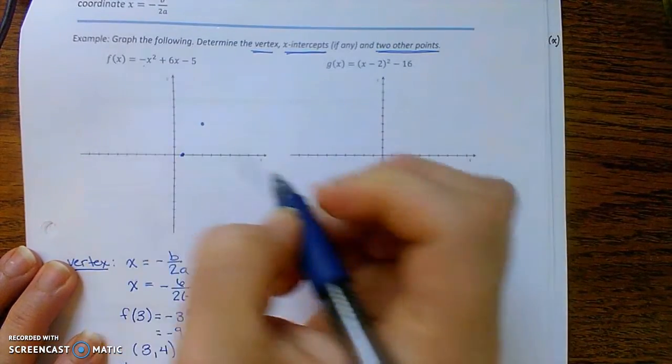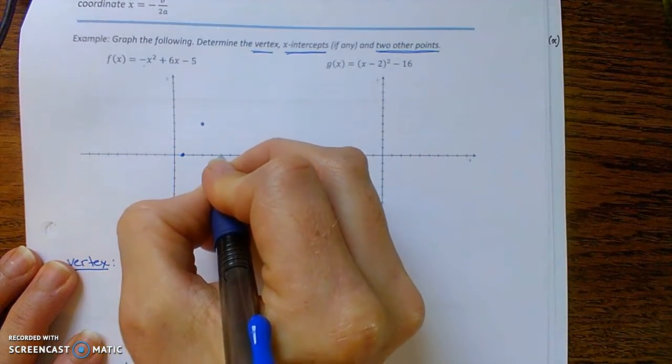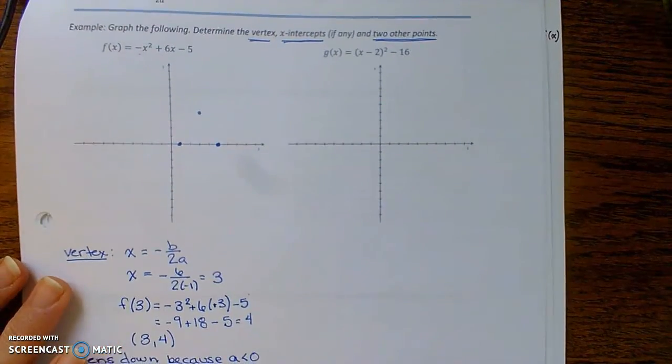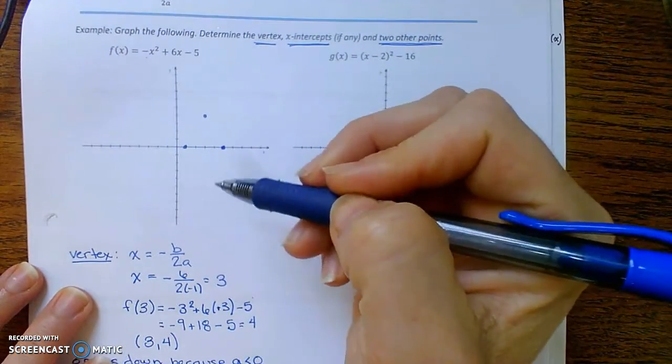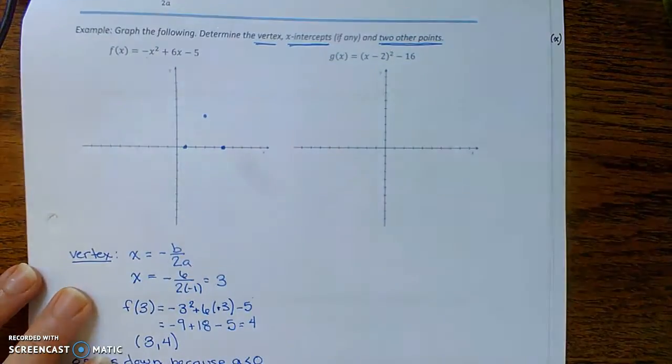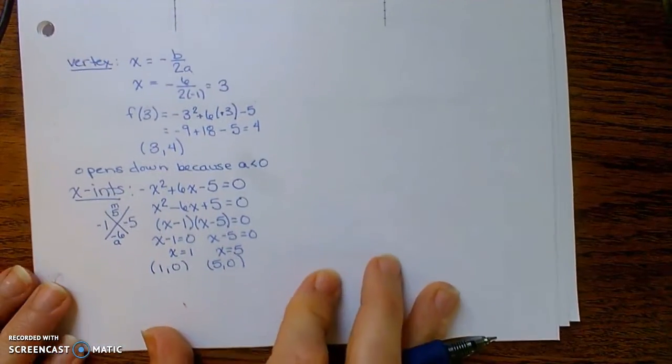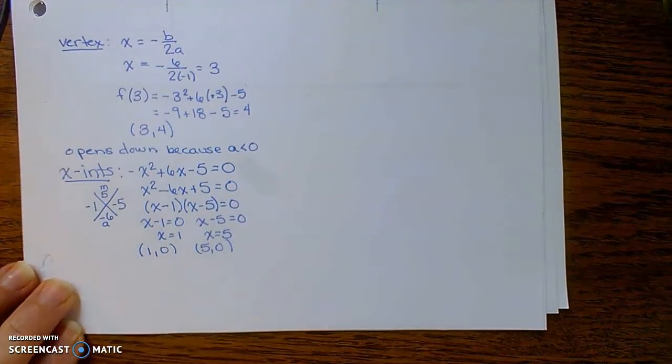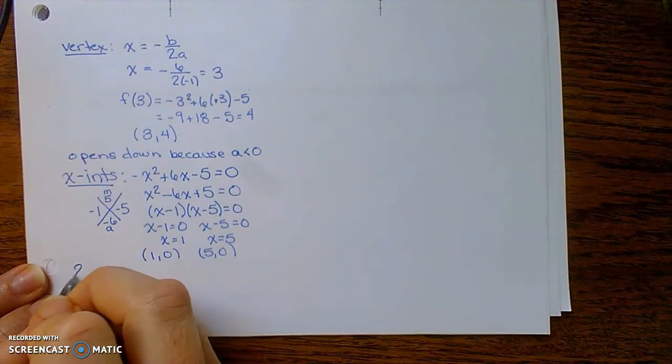Here's (1, 0). Here's (5, 0). Now all you really need is 3 points in order to draw the parabola. But just because it's probably asked on your homework, I'll find 2 more points.